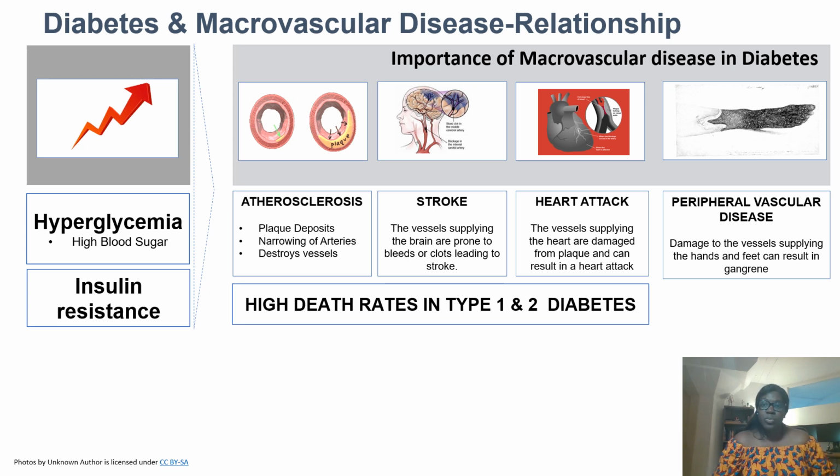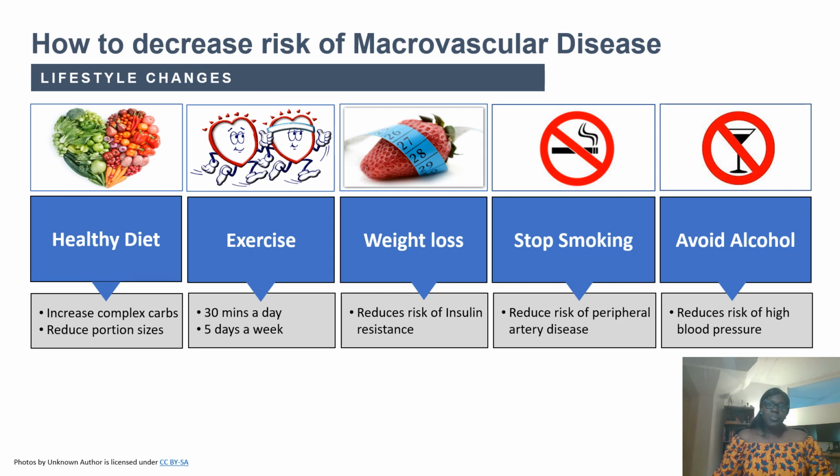How would you be able to reduce the risk? First and foremost is lifestyle changes. Lifestyle changes are inexpensive, but very difficult for people to initiate. Once you start it, it just continues and you'll be able to do well. So what do you do? The first thing is a healthy diet.